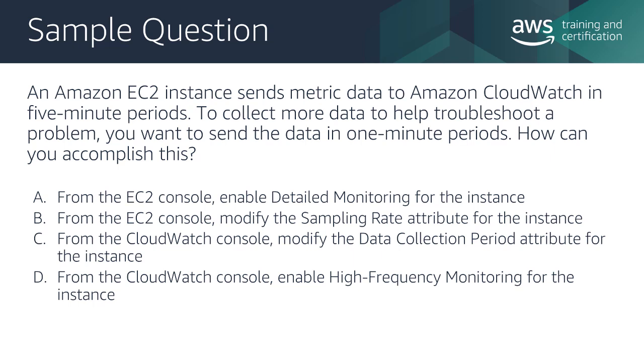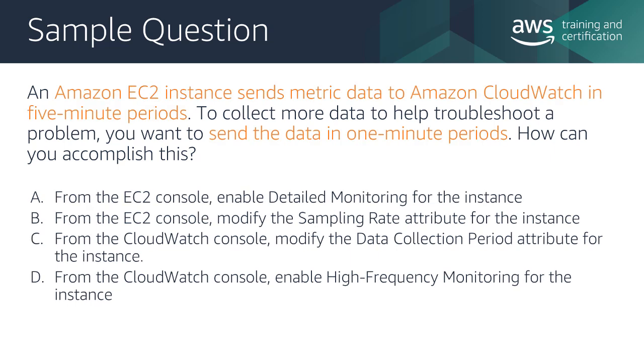All right. For me, the words that jump out are that this is an EC2 instance. It's sending metric data to CloudWatch in 5-minute periods. Now, to troubleshoot, you want to send the data in 1-minute periods. How do you accomplish this? So this is about actually changing the period for CloudWatch reporting.